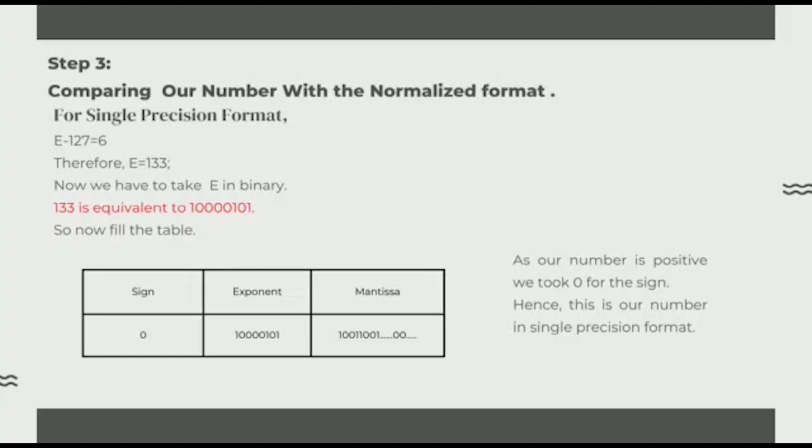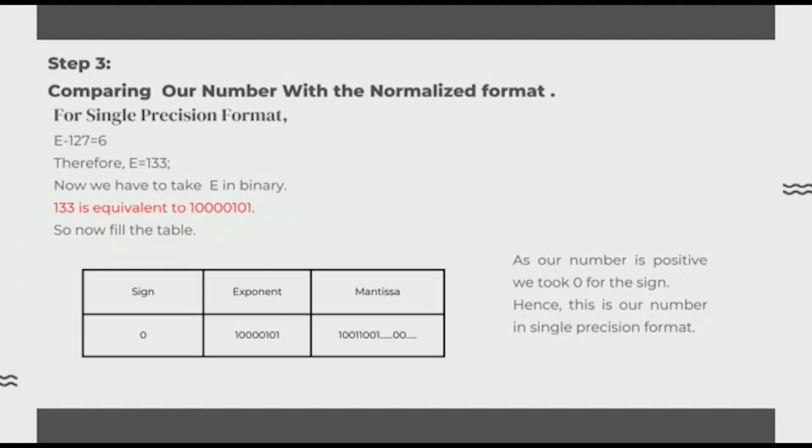For sign, we will put 0 here because our number initially was positive, so we will write 0 in the sign column. In the exponent column, we will put the binary form of the e. For mantissa, there will be the n value, and the others after that will be 0 to complete the size of the mantissa, and those zeros will not affect our representation. So this was our number in single precision format.